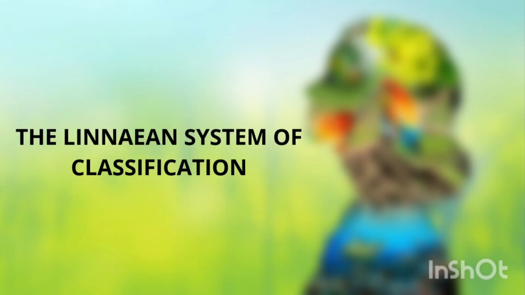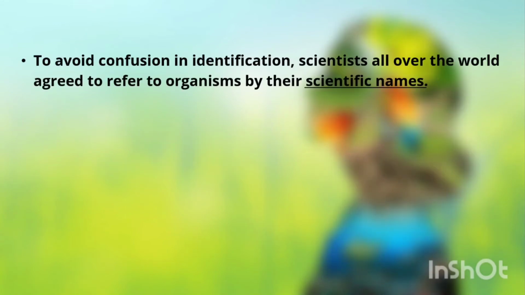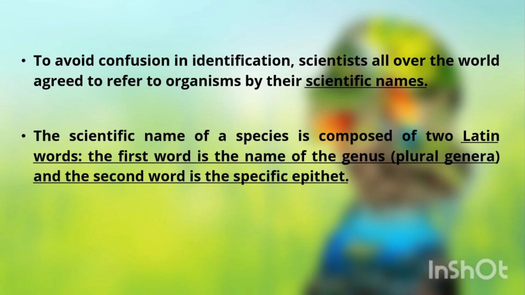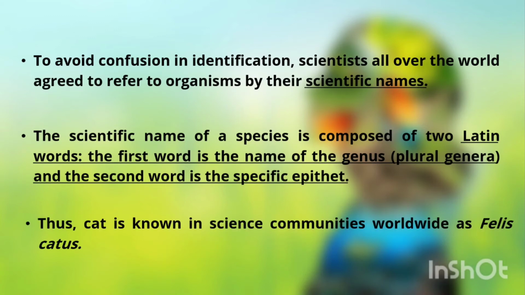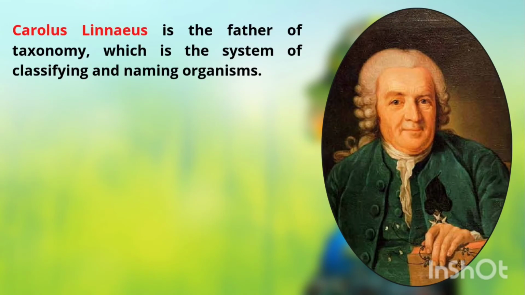Next, we have the Linnaean system of classification. To avoid confusion in identification, scientists all over the world agree to refer to organisms by their scientific names. The scientific name of a species is composed of two Latin words. The first word is the name of the genus, plural genera, and the second word is the specific epithet. Thus, cat is known in science communities worldwide as Felis catus. Taxonomy began with the work of Carolus Linnaeus, a Swedish naturalist during the 18th century.